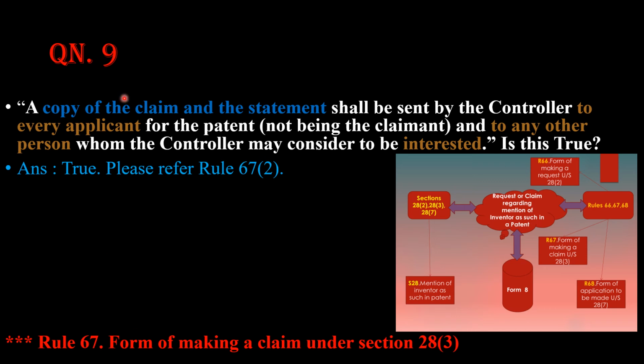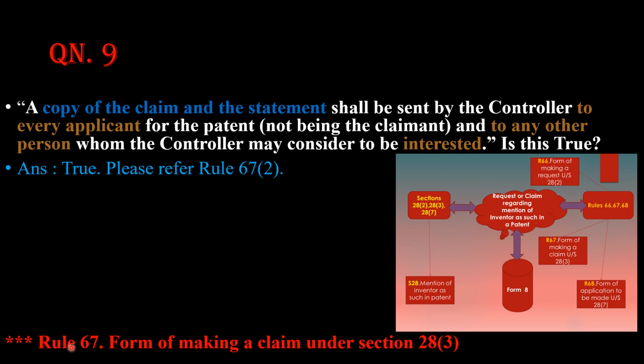Question number 9. A copy of the claim and the statement shall be sent by the controller to every applicant for the patent, not being the claimant, and to any other person whom the controller may consider to be interested. Is this true? The answer is yes, this is true. Please refer to rule 67 sub rule 2 for this. Also observe the key phrases here: copy of the claim and the statement, to every applicant for the patent and to any other persons considered to be interested.